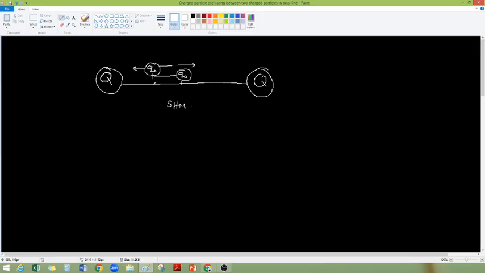So remember, this is in the axial line. There is another concept called SHM in the equatorial line, so that we will see it separately. For now, we are going to see the SHM in the axial line.